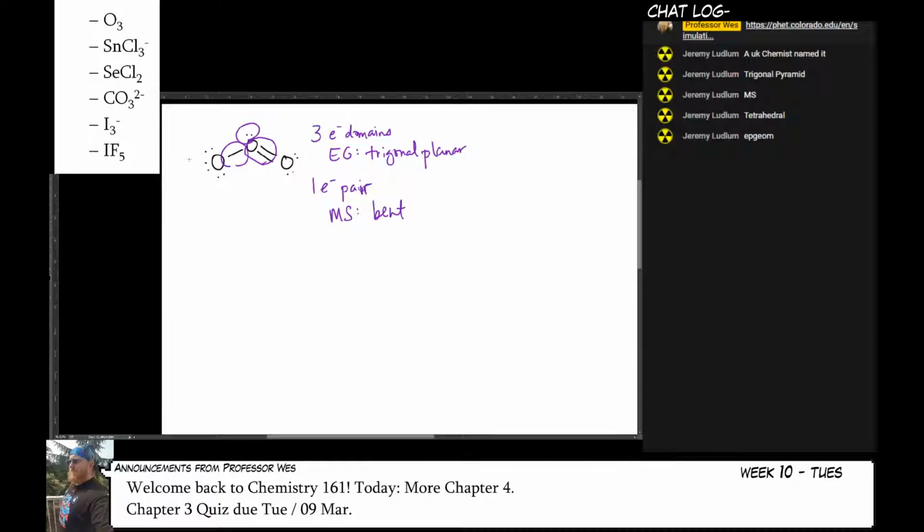What about these other electron pairs on the outside? We don't care about them, so ignore. They are not around the central atom. We only care about groups around the central atom.